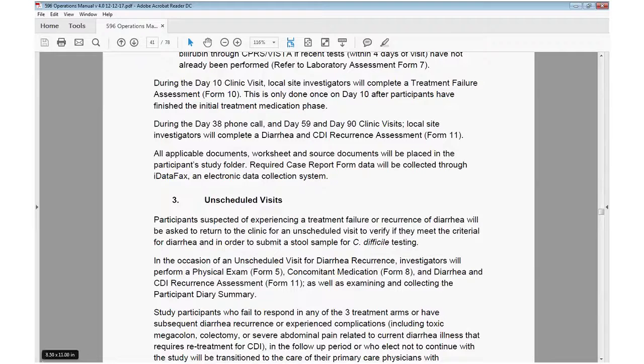All applicable documents, worksheets, and source documents will be placed in the participant's study folder. Required case report forms will be collected through iDataFax, the electronic data collection system.